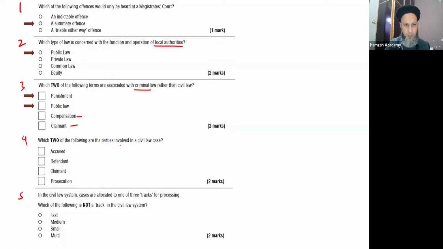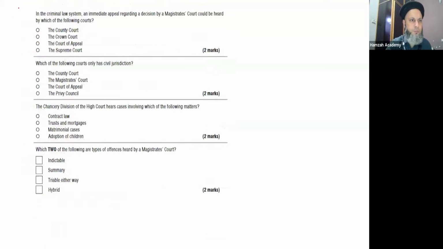Which of the following are the parties involved in civil law cases? That will be the defendant and the claimant. Accused and prosecution are in the criminal cases. And in the civil system, cases are allocated to one of the tracks; which is not a track? Yes, medium is not a track. Please attempt these.